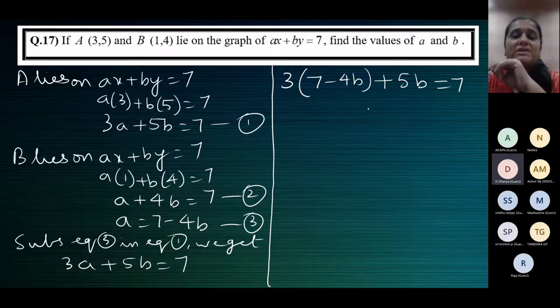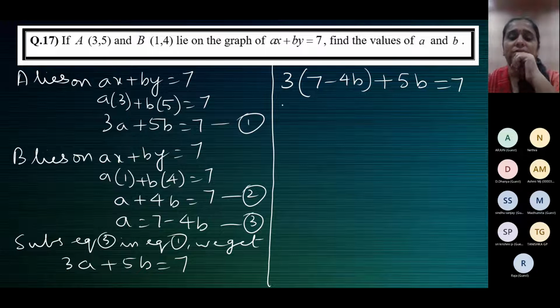If there are both a and b in one equation, you cannot find anything. Now, by substituting, we have removed a. And instead of a, we have written an expression in b. So we have only one variable, b, in this equation. So we can solve this and find the value of b.